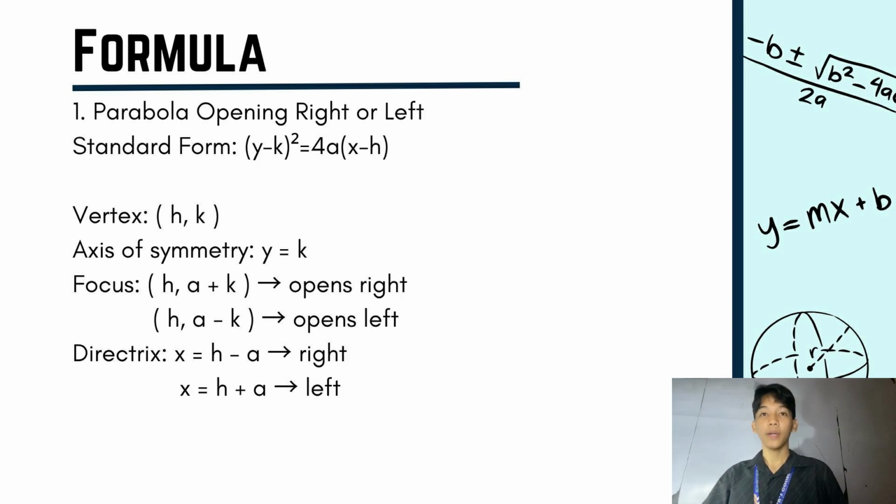The second is parabola opening right or left. Standard form: (y - k)^2 = 4a(x - h). Vertex is (h, k), axis of symmetry is y = k, focus is (h + a, k) which opens right, and (h - a, k) which opens left. Directrix is x = h - a for right, and x = h + a for left.